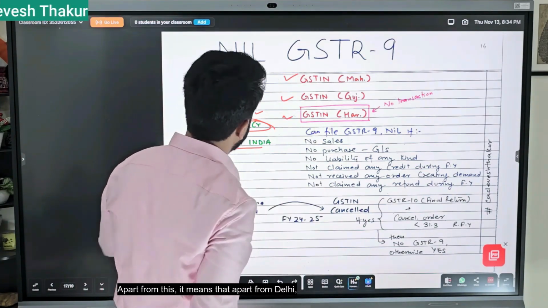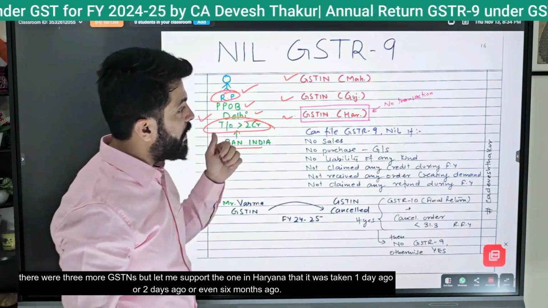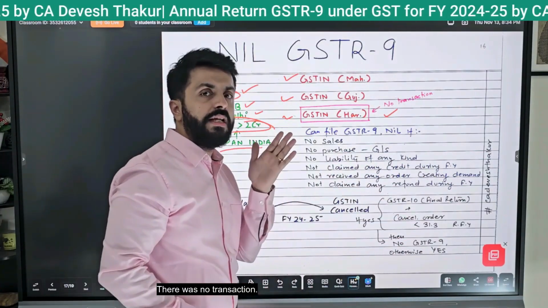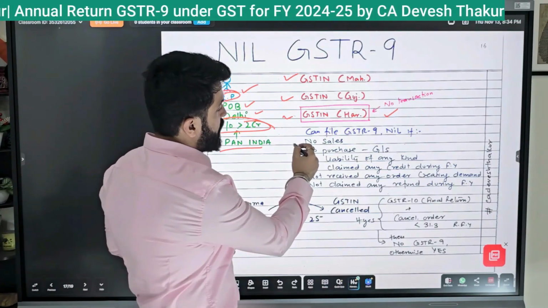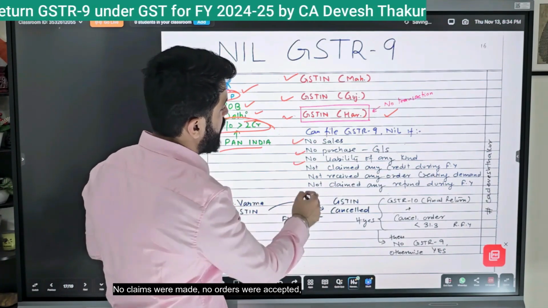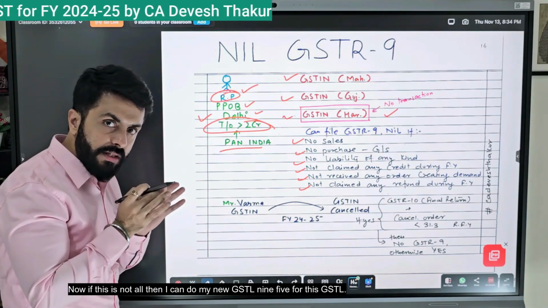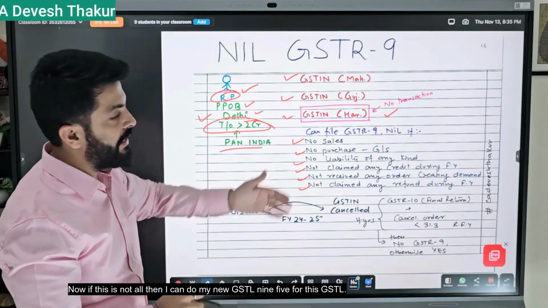Apart from this, it means that apart from Delhi, there were 3 more GSTNs, but let me support the one in Haryana that it was taken 1 day ago or 2 days ago or even 6 months ago. There was no transaction. How? There is no sale, no purchase, no liability, no claims were made, no orders were accepted, no refunds were issued. 2 is the relevant point of 3. Now, if this is not all, then I can do my new GSTR-9 for this GSTIN.